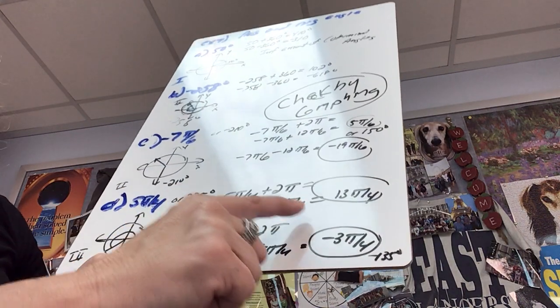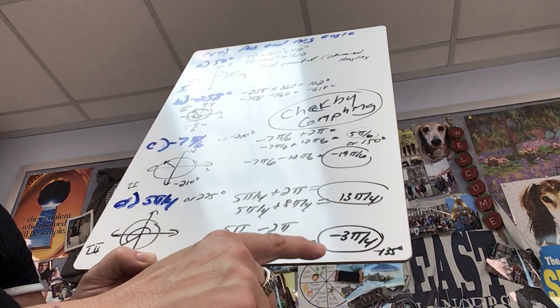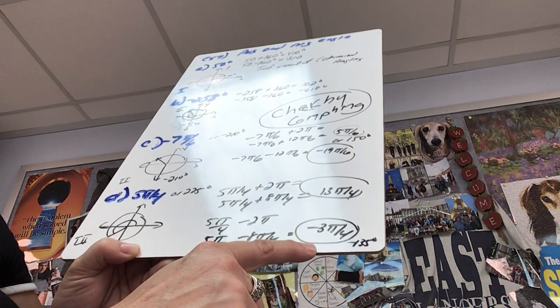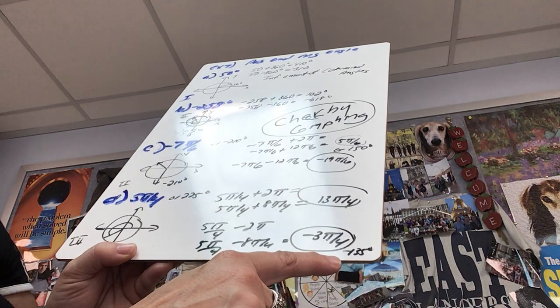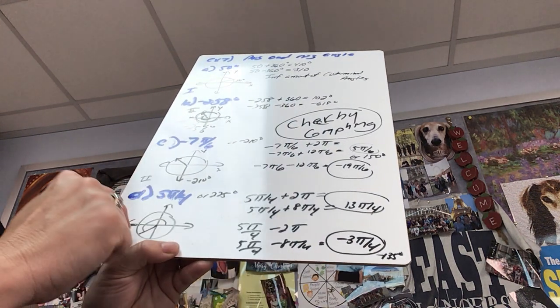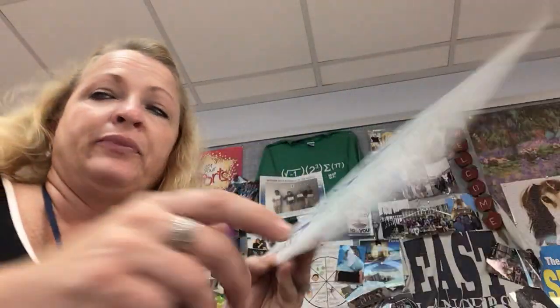So anyway, if I add 2 pi, I get 13 pi over 4, and if I subtract 2 pi, I get negative 3 pi over 4. Also a good way to check: negative 3 pi over 4 is negative 135 degrees. So if I graphed 225 and graphed negative 135, they are at the same place. So coterminal angles share the same terminal side, and a way to calculate those is to add or subtract 360 or 2 pi.